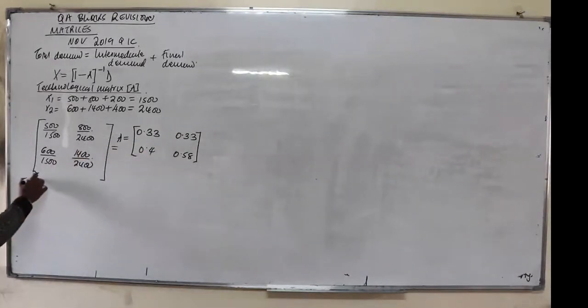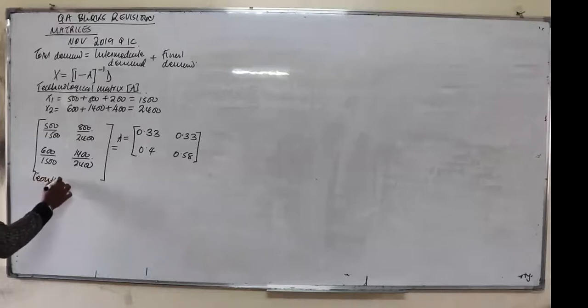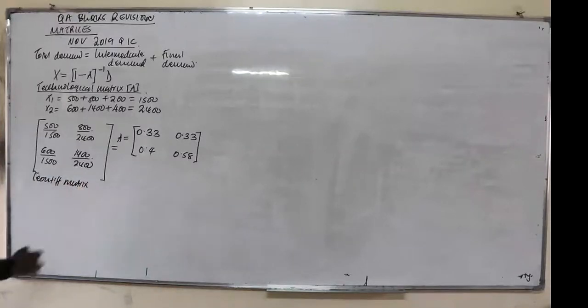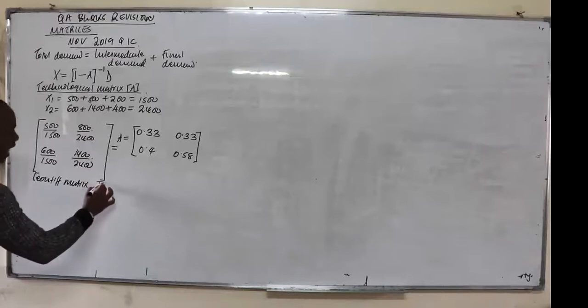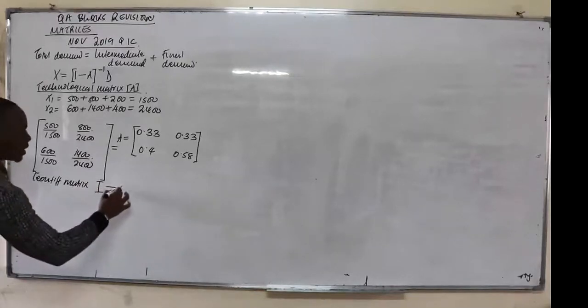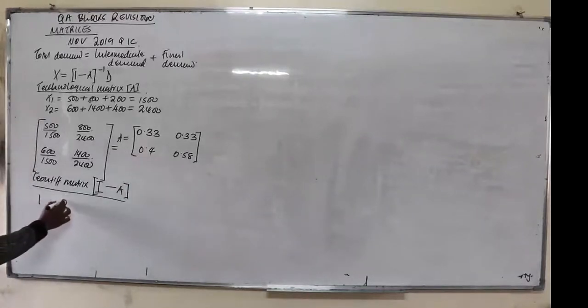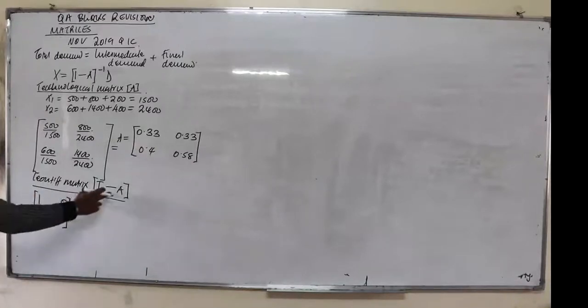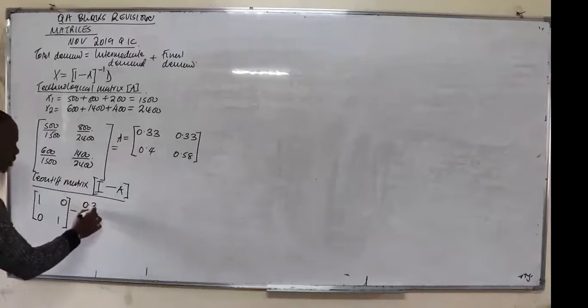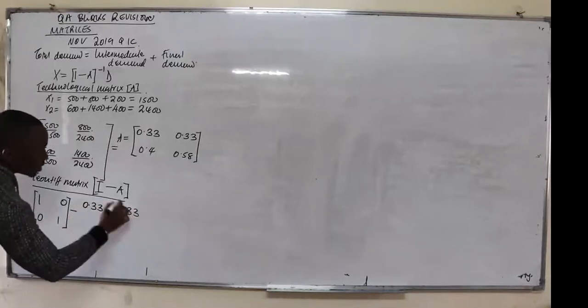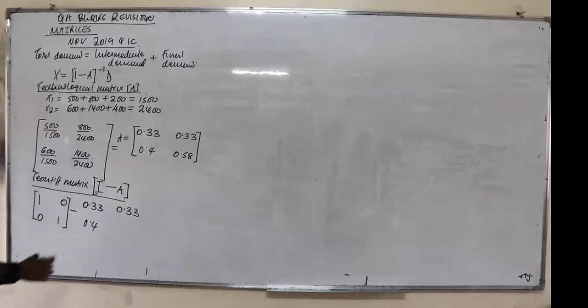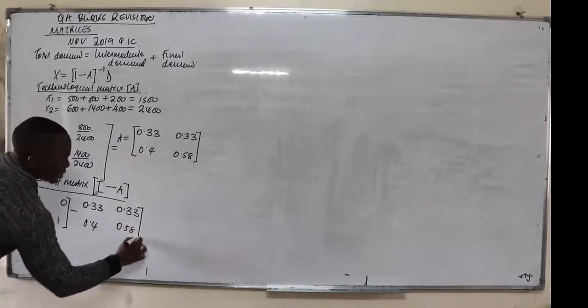So let's get the relative matrix. And how do we get the relative matrix? To get the relative matrix, you take the identity matrix minus the technological matrix. In this case, it is a 2 by 2 matrix. Therefore, the identity matrix will be 1, 0, 0, 1. You deduct A, our technological coefficient matrix, 0.33, 0.33, 0.4, 0.58.